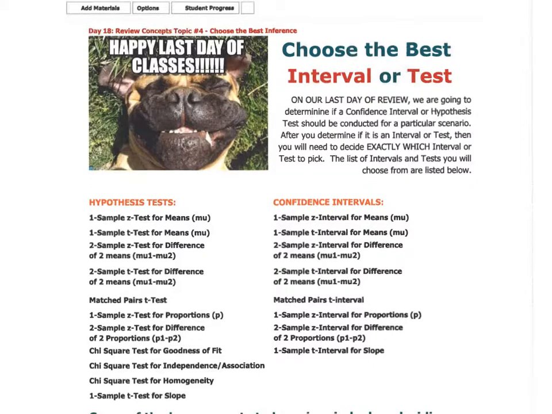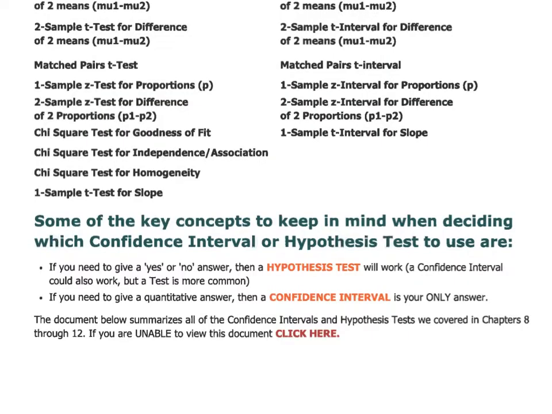Remember, the various types of confidence intervals we had were either one sample or two sample. They were either Z or T. They were for the means or proportions, so keeping that in mind. Hypothesis tests work the same way. One sample, two sample, means or proportions, T or Z. And then we also had chi-square, and we had the slope test. So keeping in mind, these are going to be your options.